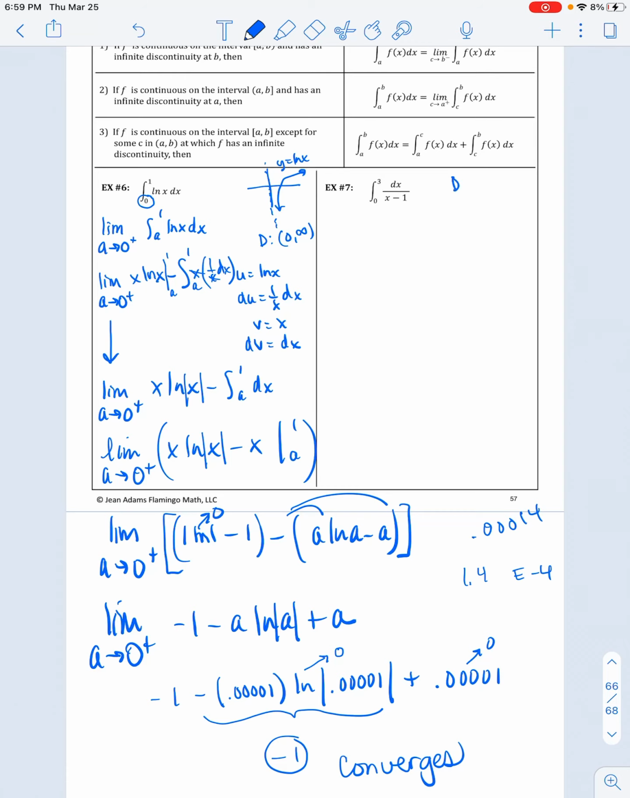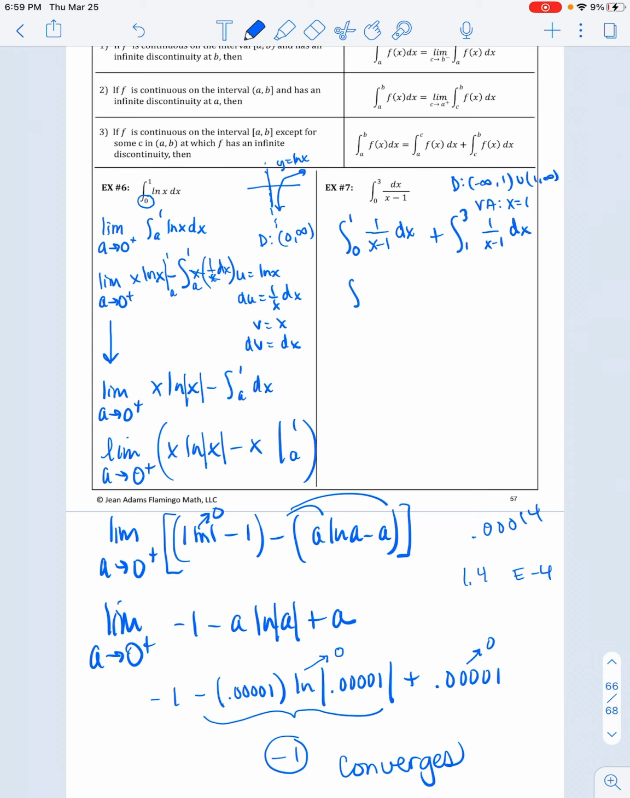Example number 7, look at what your domain for this function would be. Negative infinity to 1 union 1 to infinity. It has a vertical asymptote at x equals 1. And look, from 0 to 3, that is a problem, because at 1, you have to split it up. And at 1, your function is approaching infinity and negative infinity.